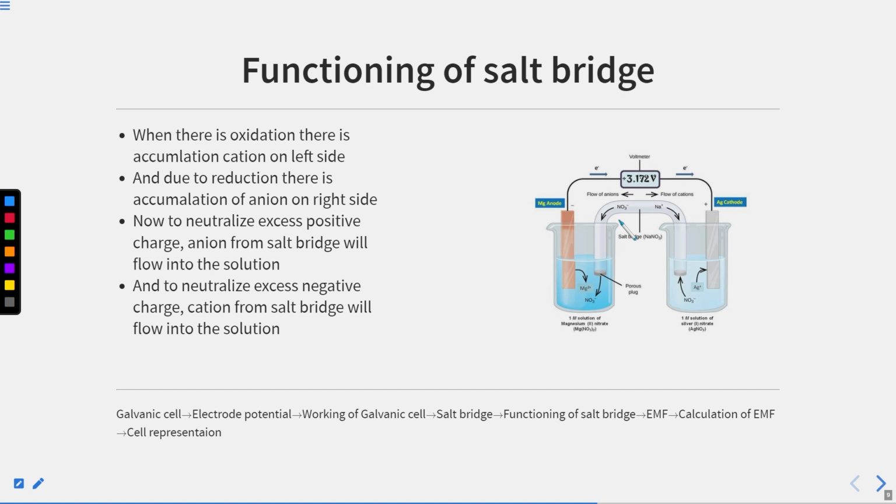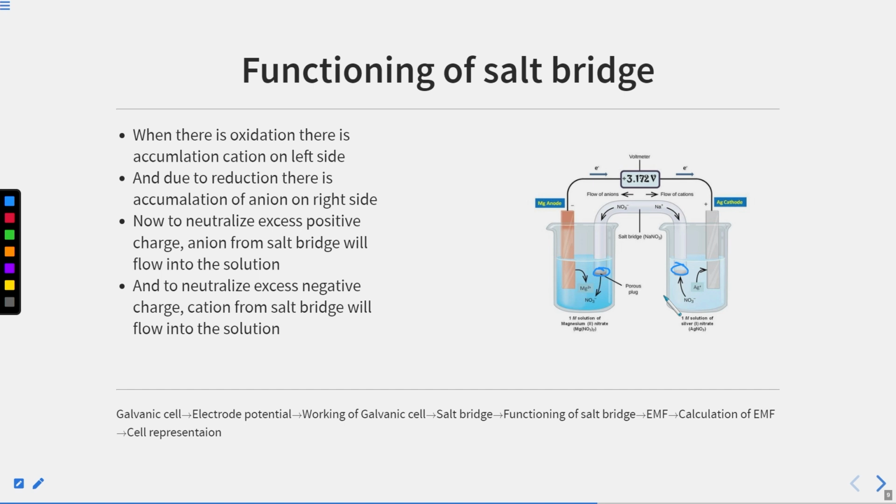So how does it function? We have prepared an agar-agar solution. You can think of it as a paste which is fluid enough to conduct the flow of our cation or anion through it. Now we have covered this tube on both sides with the help of a cotton plug. This is our cotton plug, right?